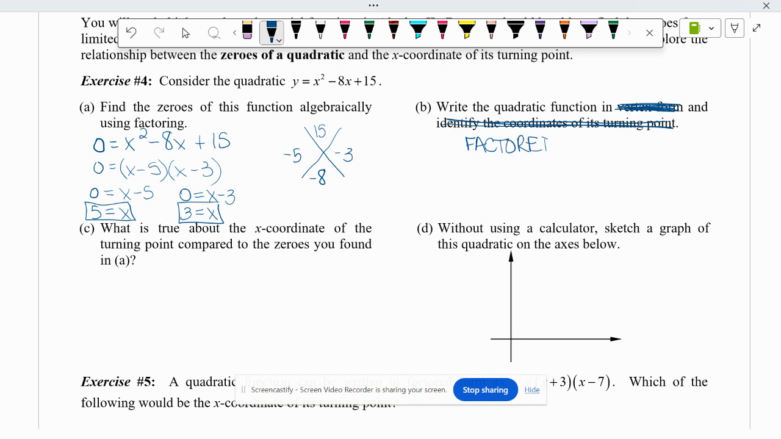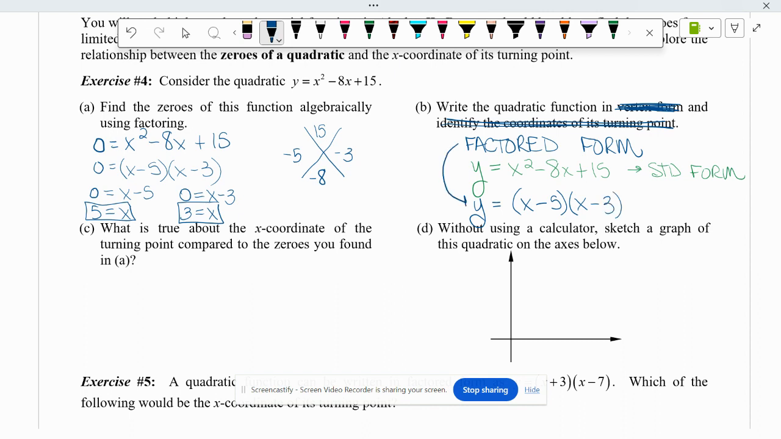Factored form is exactly what we've been doing. We've been finding the factors. So our quadratic function y equals x squared minus 8x plus 15, this is standard form. And when I want to put it in factored form, y equals my two factors, x minus 5 times the quantity x minus 3. This is factored form.